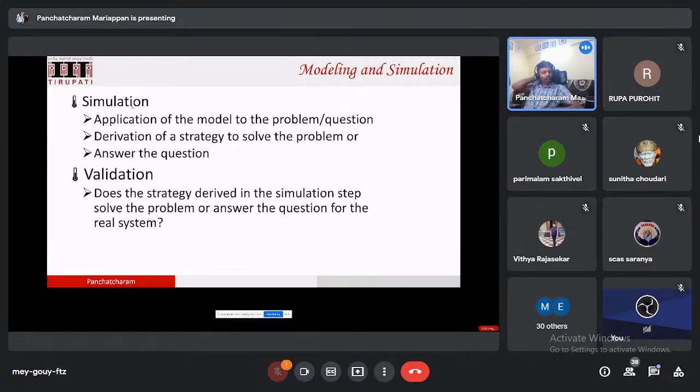The next step is that you are going to simulate. This is nothing but the application of the model to the problem or question. You develop some model, for example, you identify some fuel tank. Similarly, in management, you have identified some problem, and now you are going to solve this problem. Simulation is a kind of solving the problem.